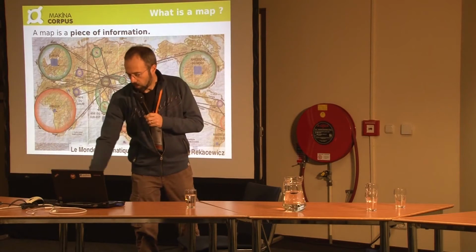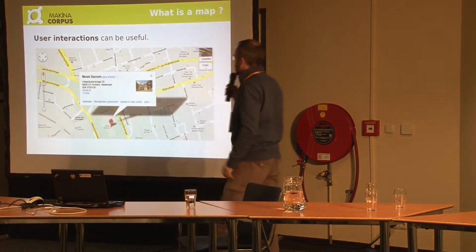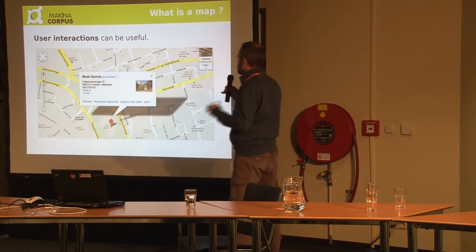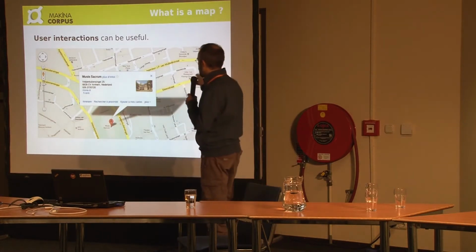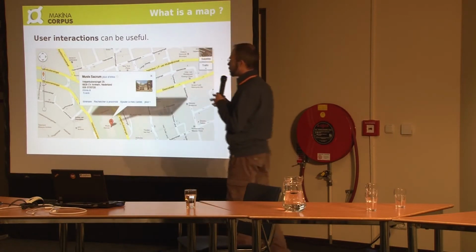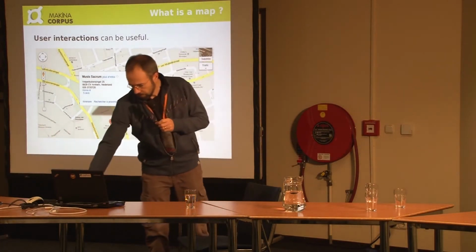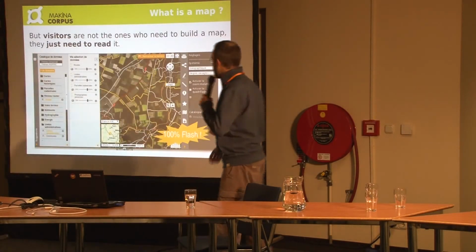Well, when we are on the web and not in a newspaper, you might consider that user interaction can be useful. So this is Google Maps. You have a marker, you click, you get some information about it, you get extra links and so on. That's user interaction. That's fair. We need that. Of course we do. But we don't need that.